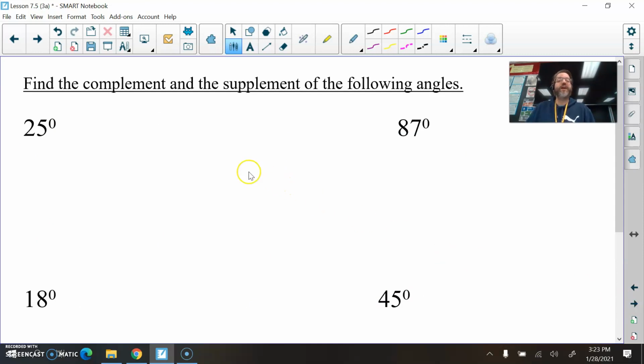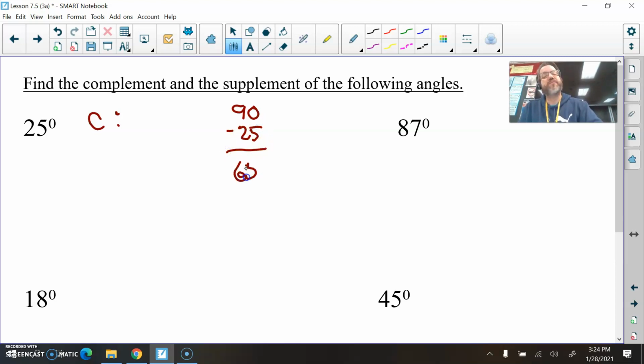All right, so find the complement and the supplement of the following angles. We'll just do a couple of these. If I have a 25-degree angle, the complement would be the angle that together with 25 degrees would total 90. So if I take 90 minus 25, well, that's 65 degrees. I guess the complement would be 65 degrees.